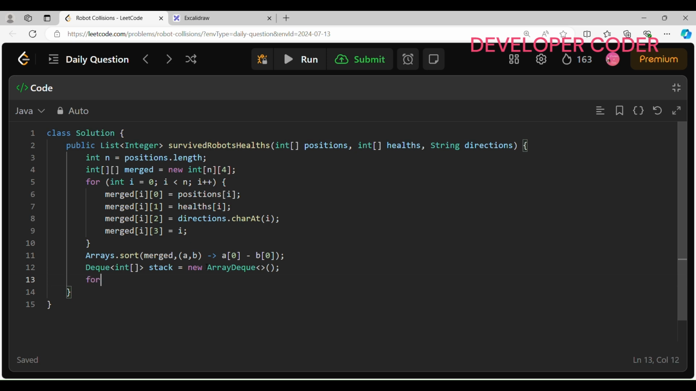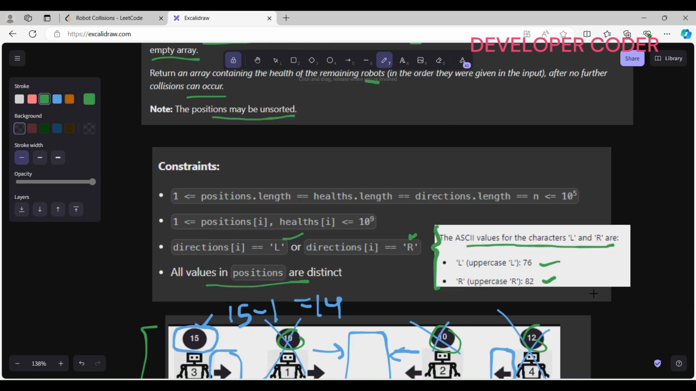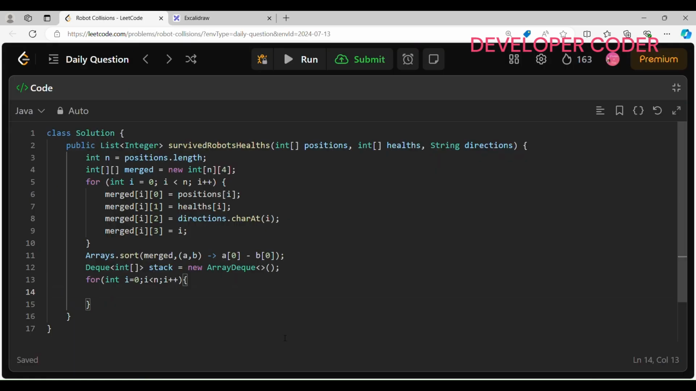Now we have to check the collisions, right? For int I is equal to 0, I is less than n, I plus plus. Now see, merged is int type now. So for r I am using the ASCII value. I'm storing the ASCII value: for r I'm storing 82, and for l I'm storing 76. So now this is done.